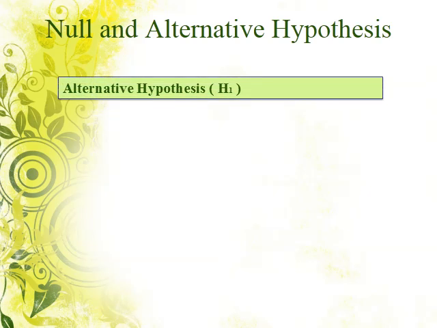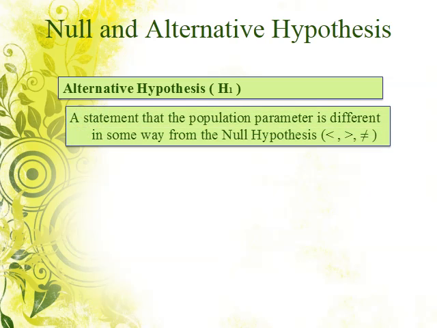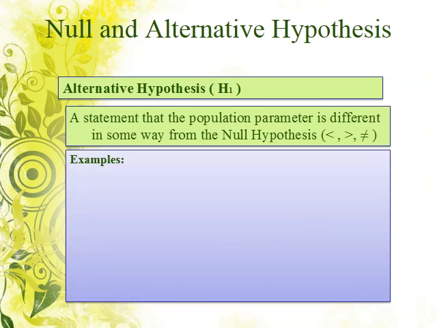Now let's look at the alternative hypothesis, which is a statement that the population parameter is different in some way from the null hypothesis. So in this alternative hypothesis, we're going to use the less than, greater than, or not equal to symbol, as opposed to the equal symbol, which we used in the null hypothesis. So let's look at those examples again.